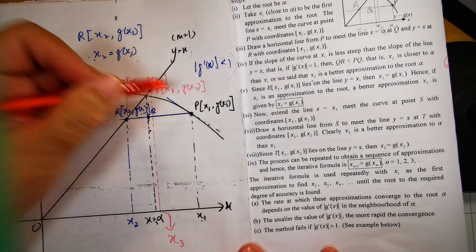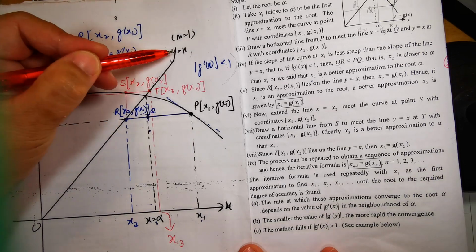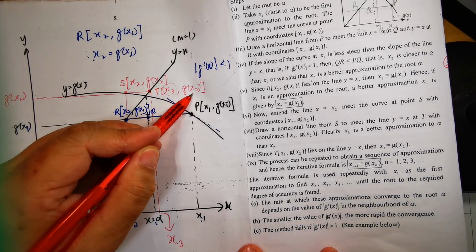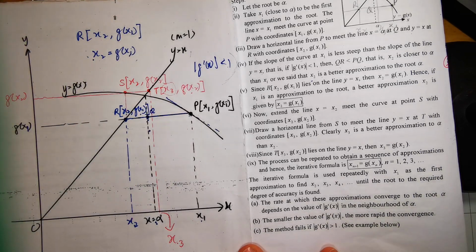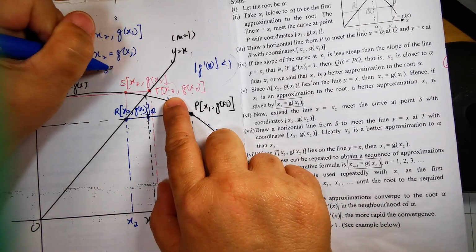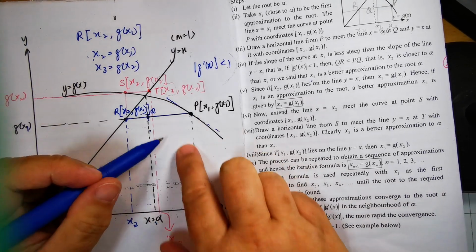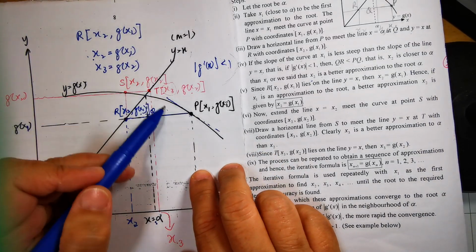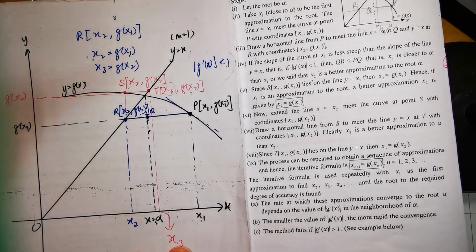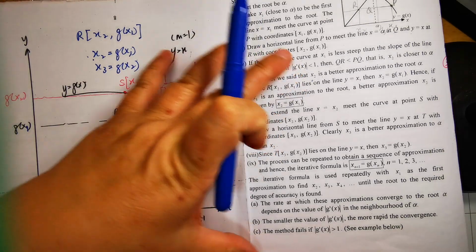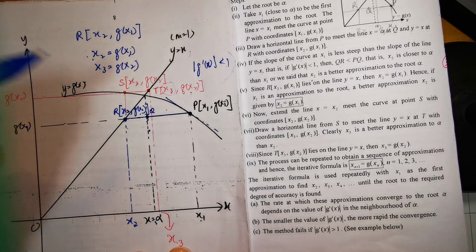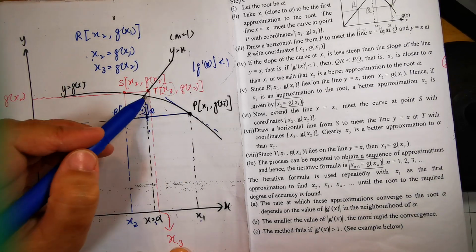Therefore, because point T lies on the line y equals x, the x coordinate and the y coordinate are the same. So we get again this conclusion: x3 is the same as g(x2). Because this point lies on y equals x, y and x are the same, so we get this relation again. We repeat the same thing. If your graph is big enough, you can repeat. But from here we cannot continue, because you cannot meet the curve again, since the curve is going down.